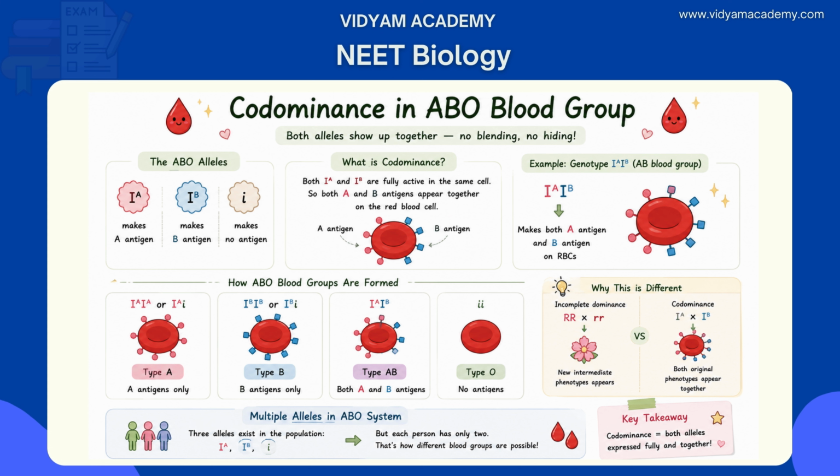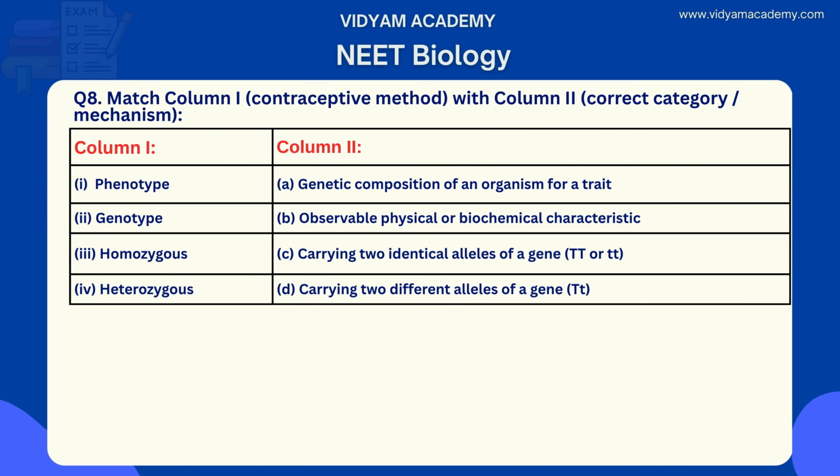This differs from incomplete dominance, where a new intermediate phenotype appears. In codominance, both original phenotypes coexist unchanged. ABO also demonstrates multiple allelism. Three alleles, A, B, and O, exist in the population, though each person carries only two. Let's move to question number 8. So here, match the column. The first one, phenotype.